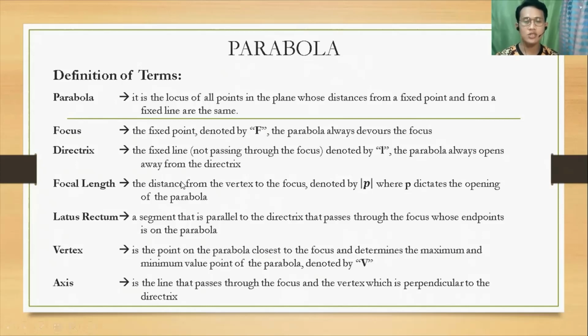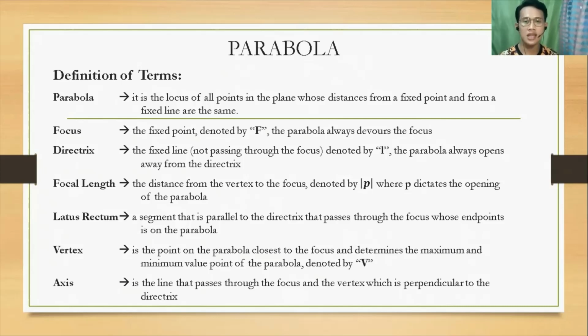The fixed line, which is the directrix denoted by big letter L, the parabola always opens away from the directrix. Yes, basically, the parabola always opens away from the directrix. They're not really that close. So the directrix is always at the back portion of the parabola.